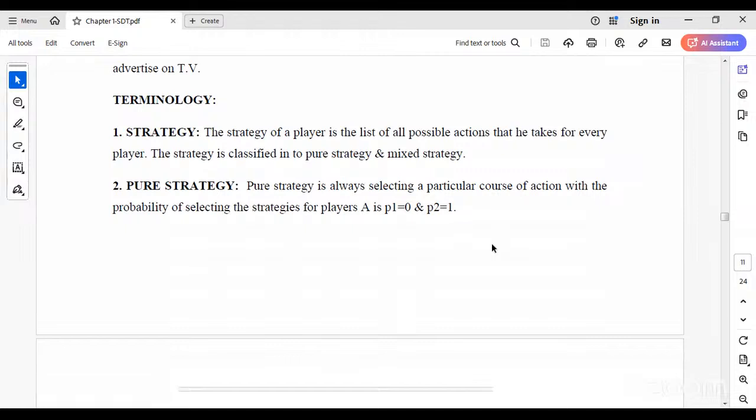Then terminology, strategy here. The strategy of a player is the list of all possible actions that he takes for every play. The strategy is classified into pure strategy and mixed strategy. So what is a strategy? The major goal of the organization is called a strategy.